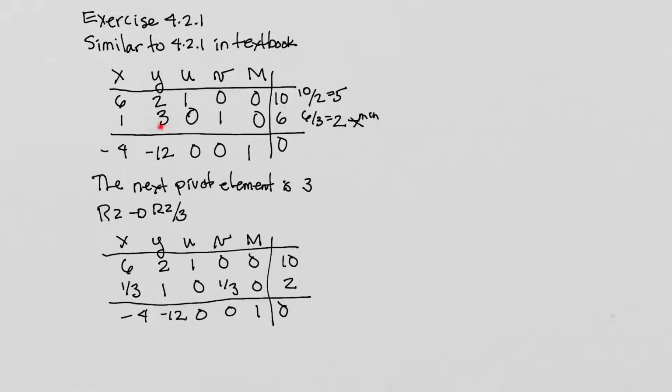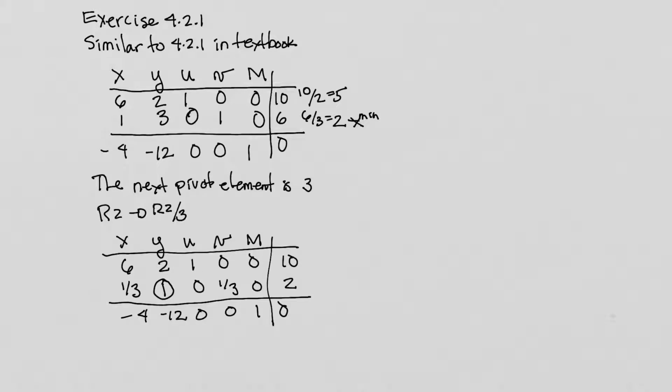1/3. 3 divided by 3 is a 1. 0 divided by 3 is 0. 1 divided by 3 is 1/3. 0 divided by 3 is 0. 6 divided by 3 is 2. And we're just changing row 2. So row 1 stays the same. Row 3 stays the same. And now this is our pivot element right here.